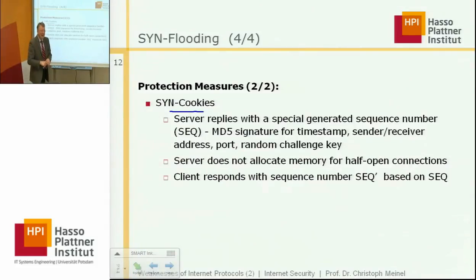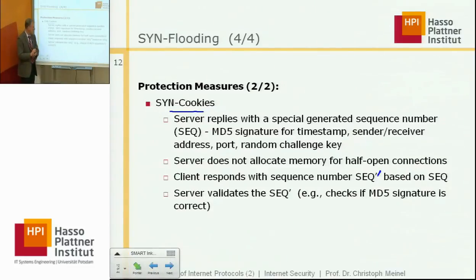And then the client, when it receives the acknowledgement from the server, responds with a sequence number that is based on the sequence number sent in the handshake. So in this way, it is not necessary to allocate the resources during the handshake protocol, the establishment phase of the connection. It can be done once this handshake is completely finished.